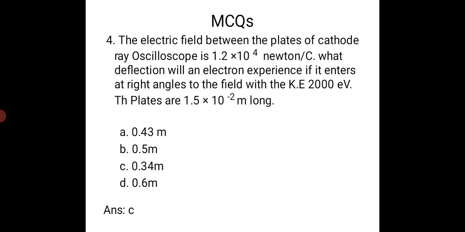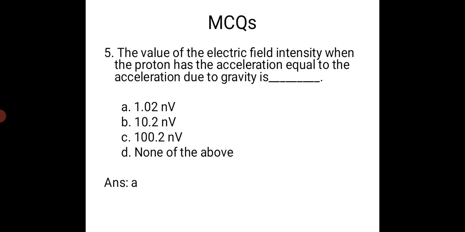The electric field between the plates of cathode ray oscilloscope is 1.2 into 10 raised to 4 Newton per coulomb. What deflection will an electron experience if it enters at right angles to the field with the kinetic energy of 2000 electron volt? The plates are 1.5 into 10 raised to minus 2 meter long. So, by substituting the values in the equation, you will get the answer as 0.34 meter.